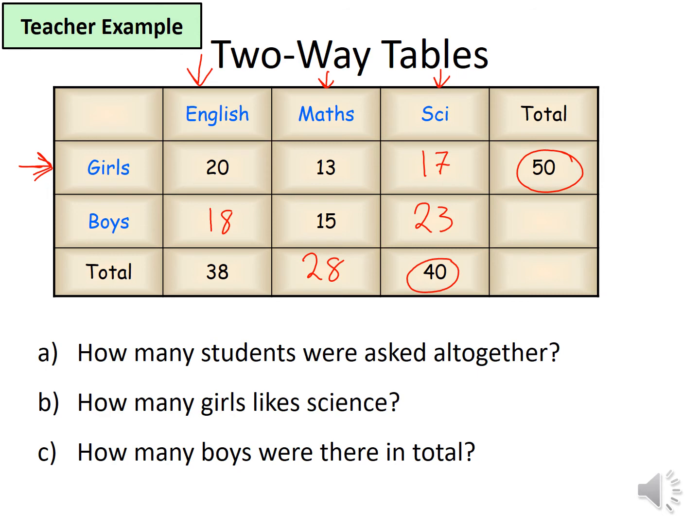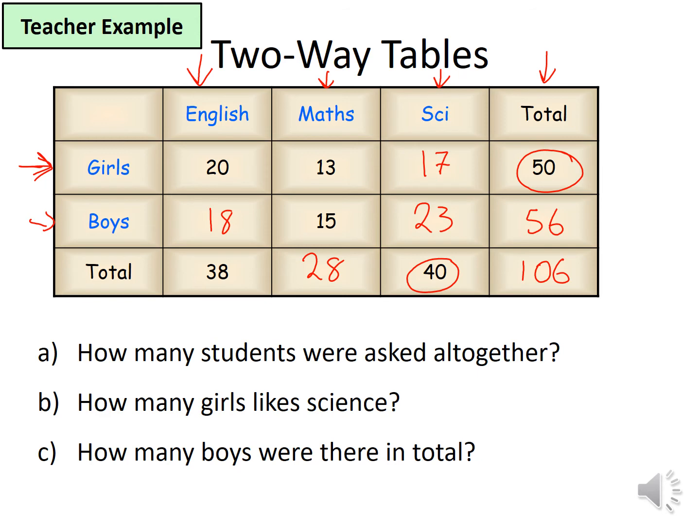Okay, so finally, on the last two, we know that we have all the information for the boys that study English, maths and science. So if we add up 18, add 15, add 23, that will give us 56. So in total we have 56 boys. And then finally, we want to calculate the total amount of people that are studying. So 50 add 56 will give us 106.